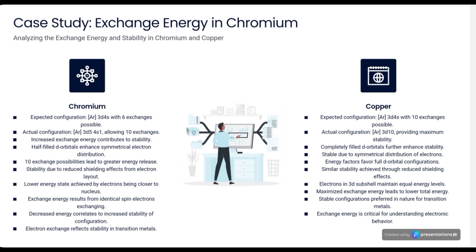Electrons in the 3d subshell maintain equal energy levels, while the exchange energy results from the exchange of identical spin electrons. Basically, when they are away from each other, energy exchange takes place, electrons having identical spins, and an equal distribution of energy is there. However, they can exchange in a few possible ways. Likewise, copper contains maximized exchange energy that leads to lower total energy and greater stability of the electrons.